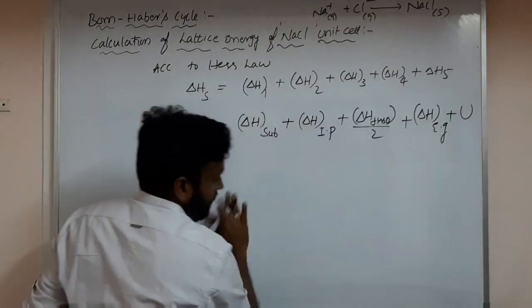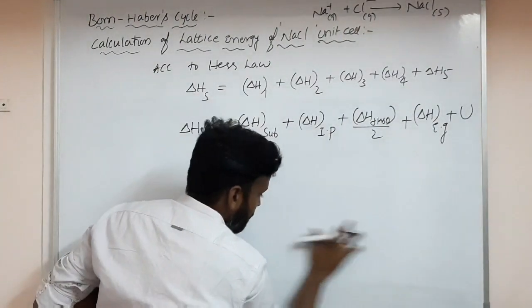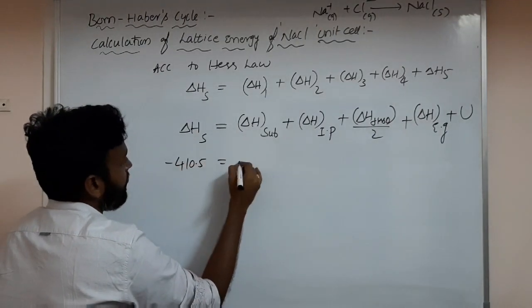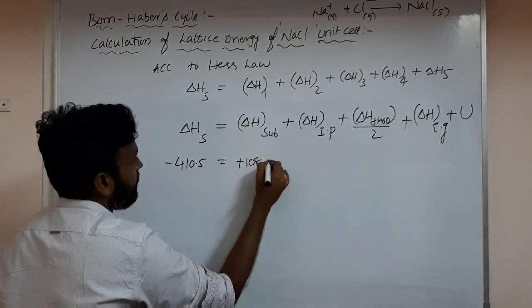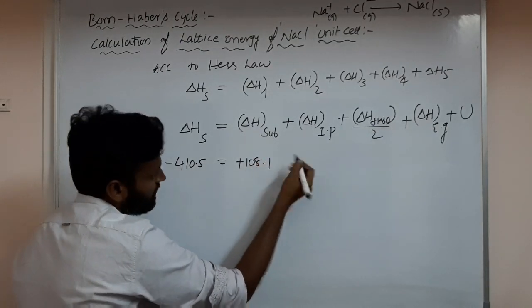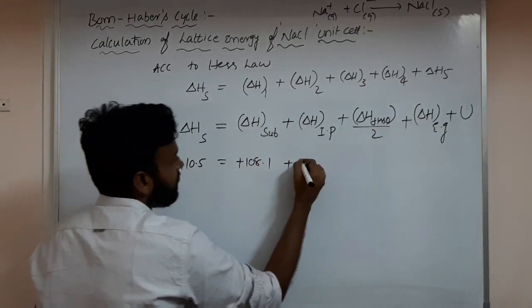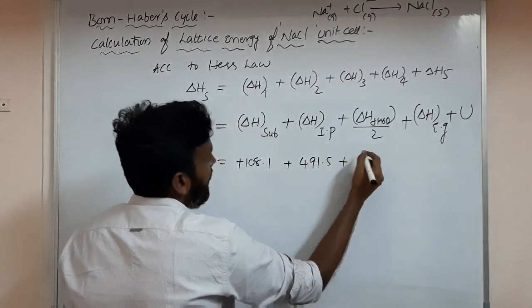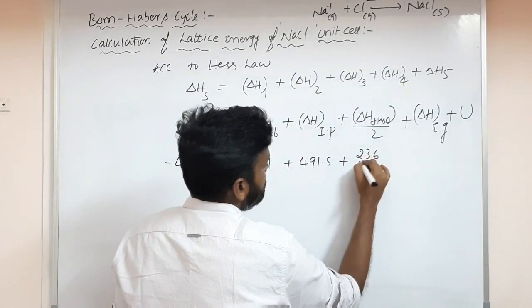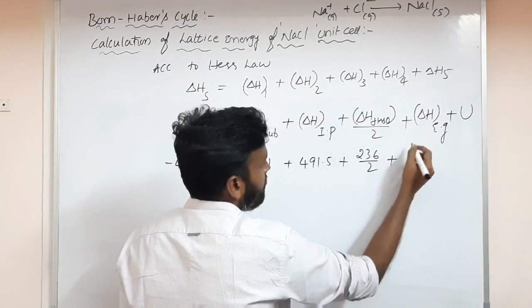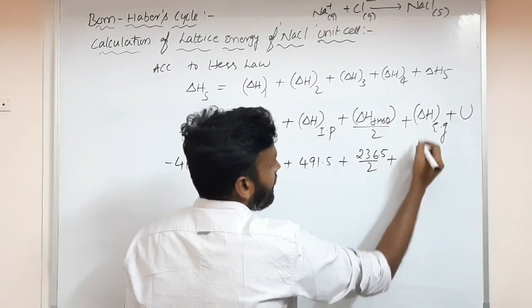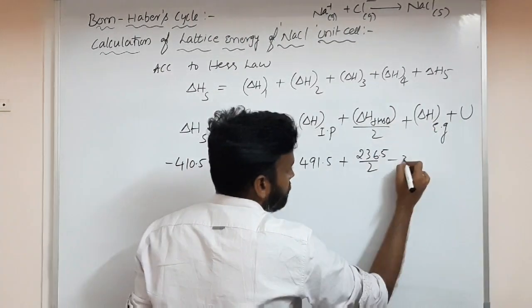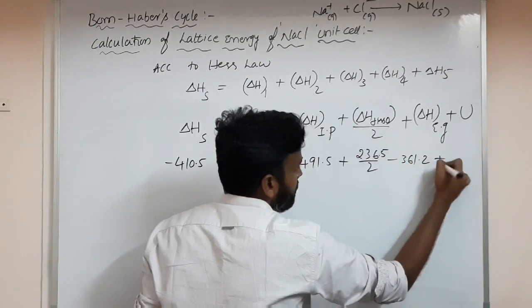Now substitute the values, everyone. Here minus 410.5, I think so. It is plus 108.1, I have written something. Whatever I have written, substitute those. And it is 491.5 something. And it is 236 by 2. And here 0.5 something. And the electron gain enthalpy is negative, so minus 361.2 something, plus U.